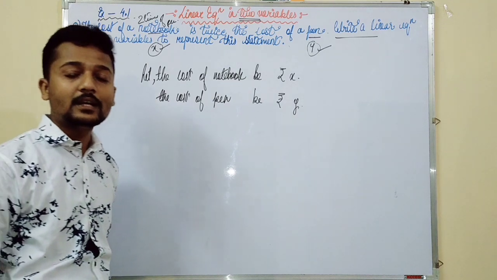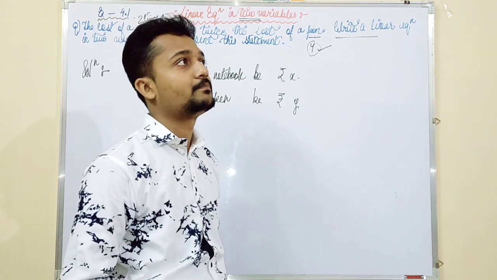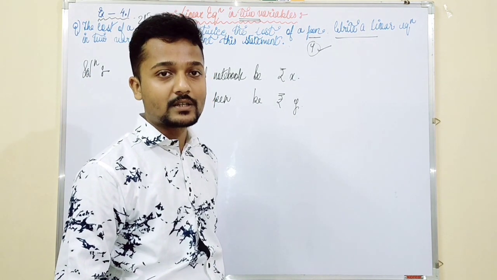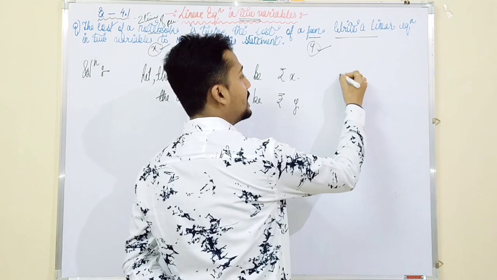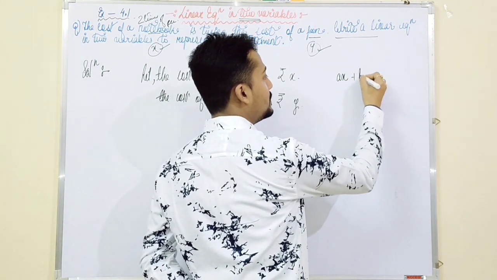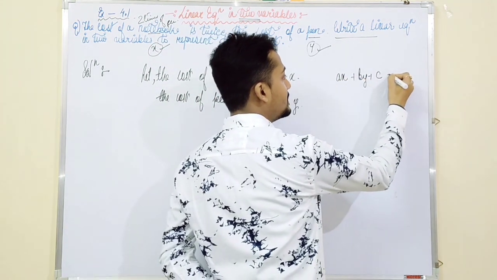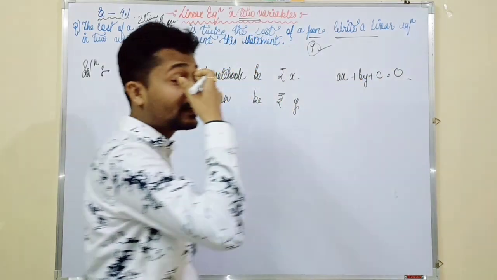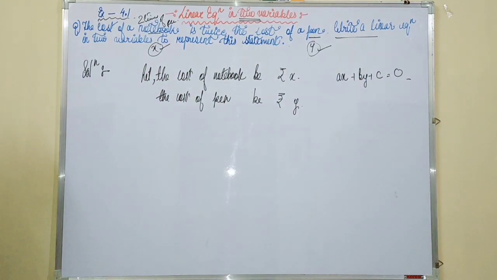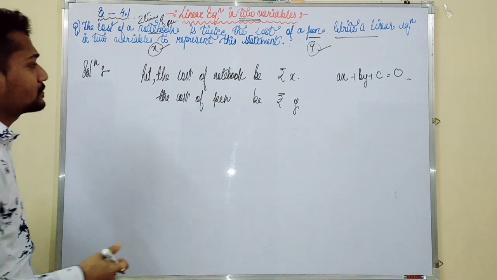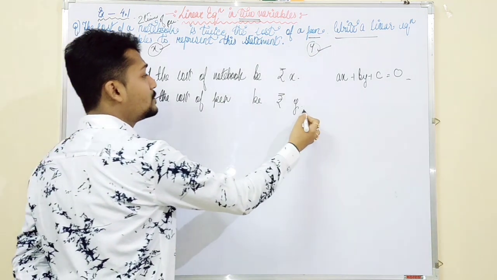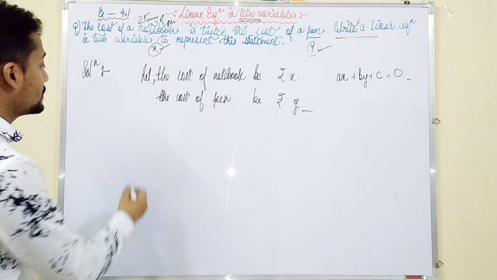Now what is the standard form of writing a linear equation in two variables? It is ax plus by plus c is equal to 0. This is the standard form of writing a linear equation in two variables. Okay, now the cost of pen is y. How are we going to represent it?